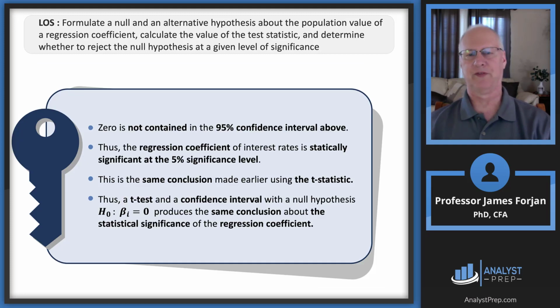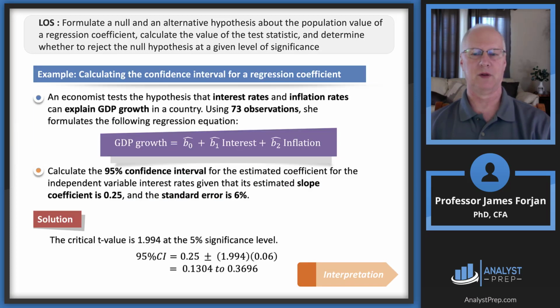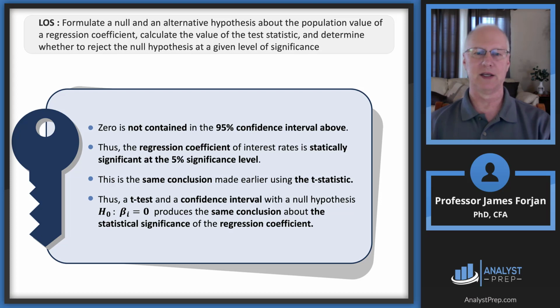I always thought this was fascinating when my econometrics professor would say this. So we would do, let me go back here, we would do this confidence interval, and 0 is not contained in that. Remember, we're doing 5%. So 0 is not contained, which means that the regression coefficient is statistically significant at the 5% level, which was the same conclusion that we made earlier with that t-stat.